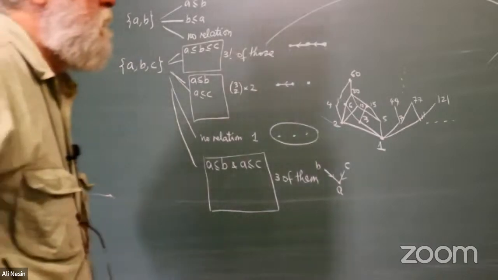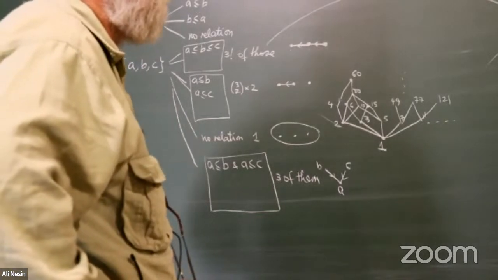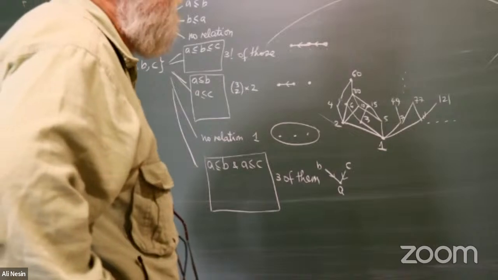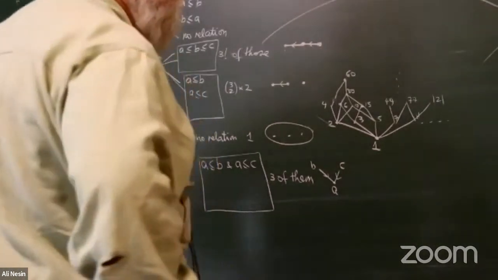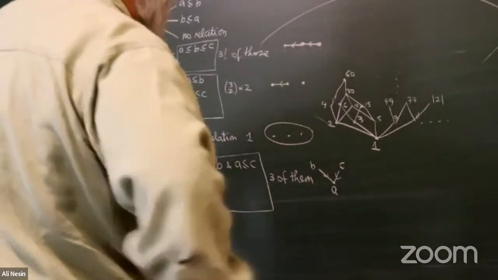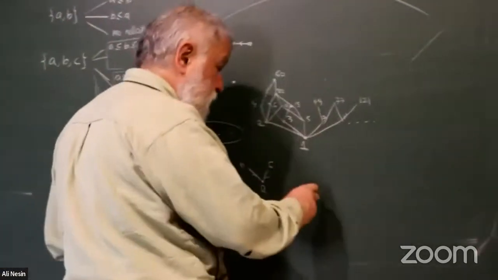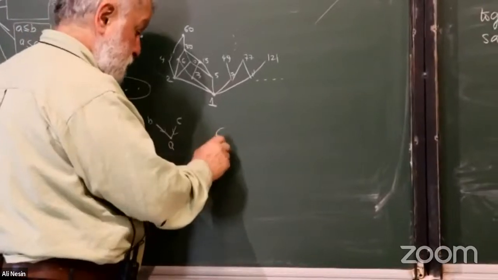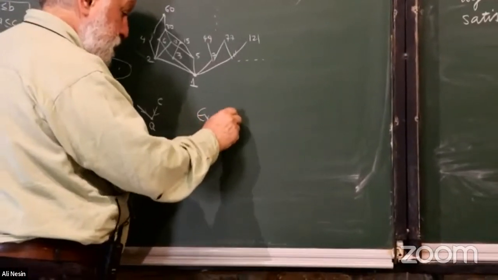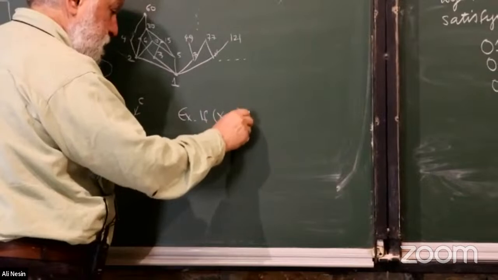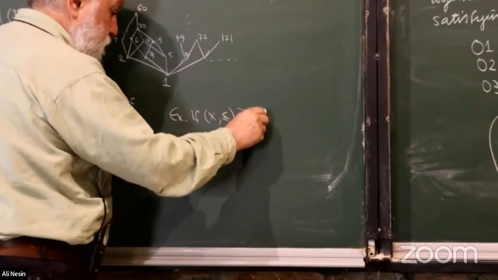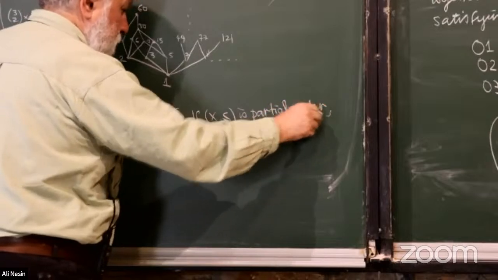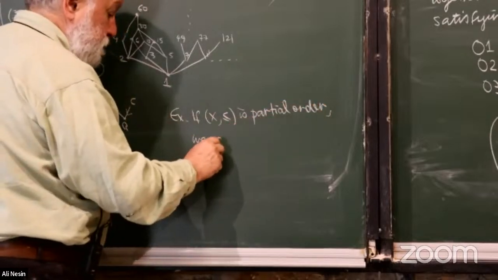Okay. And next, I should define homomorphisms. But there's something else that we can do. Another example: if less than or equal to is a partial order, we can just reverse the order.